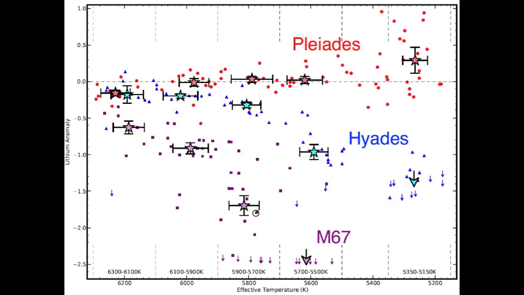We found that the amount of extra mixing is mass dependent, such that lower mass stars deplete lithium faster on the main sequence than higher mass stars. This result can be used to anchor future mixing calculations and test their predictions.